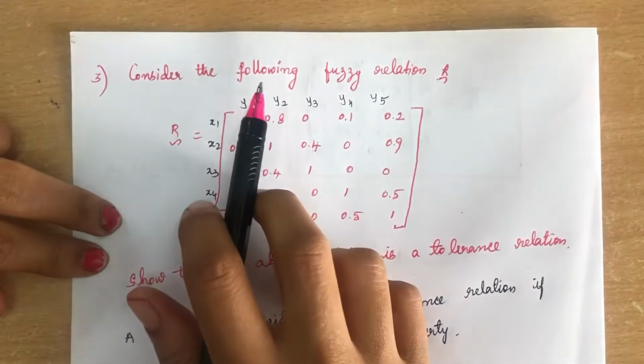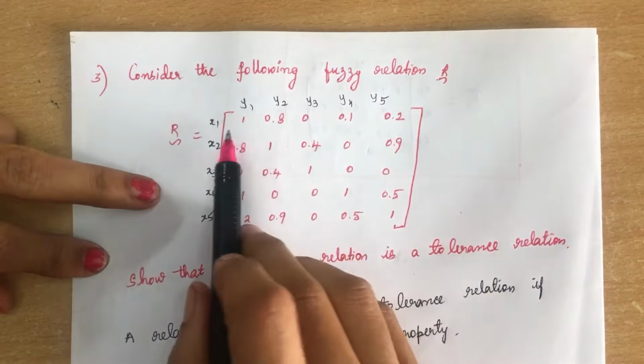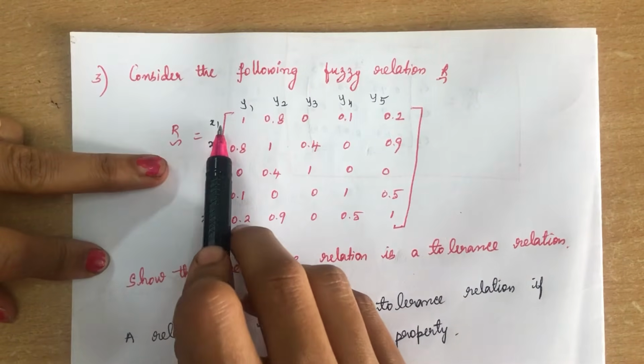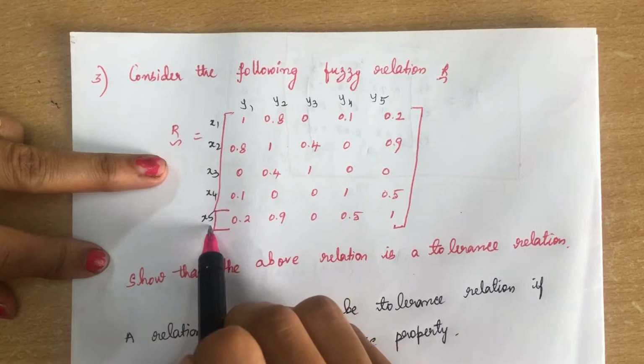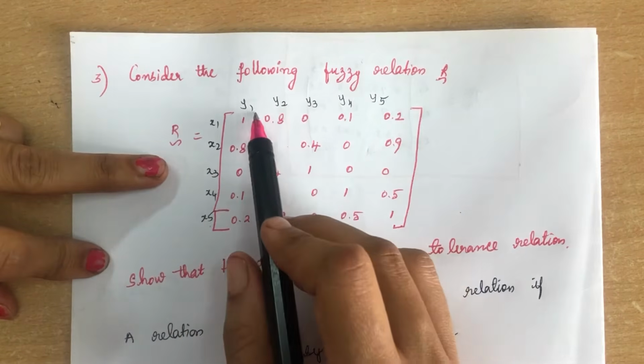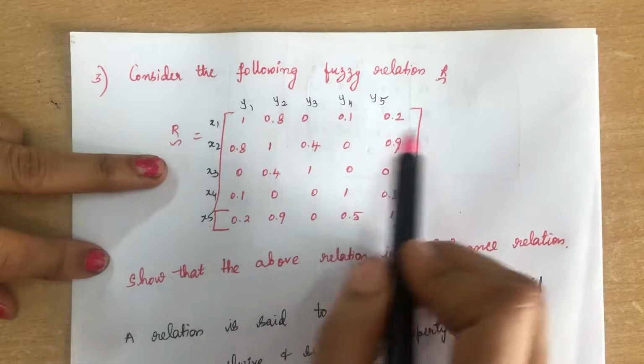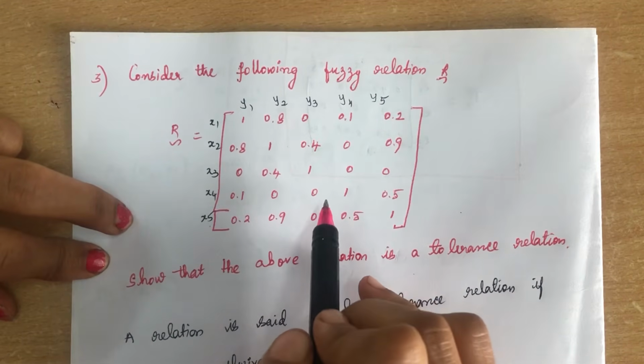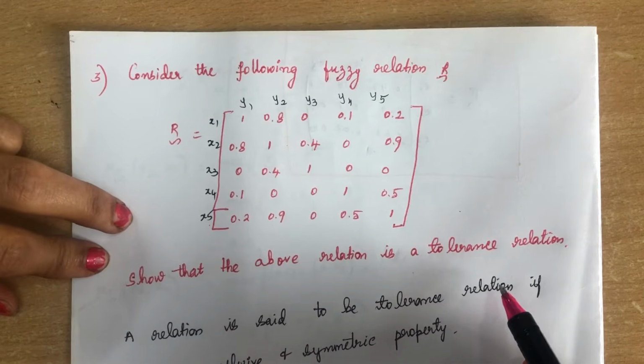Okay. Next problem is, consider they have given you a fuzzy relation. They are giving it in a matrix format. So the relation contains x1, x2, x3, x4, x5 rows, and we will name the columns y1, y2, y3, y4, y5. And they have given all the membership values. They are asking you to find out whether this relation is a tolerance relation or not.